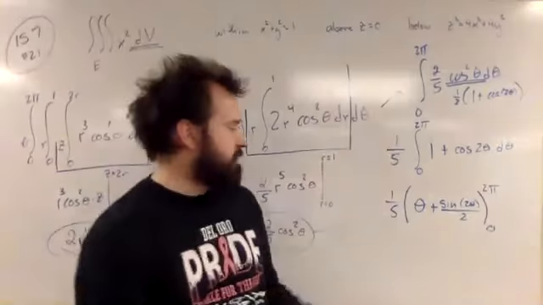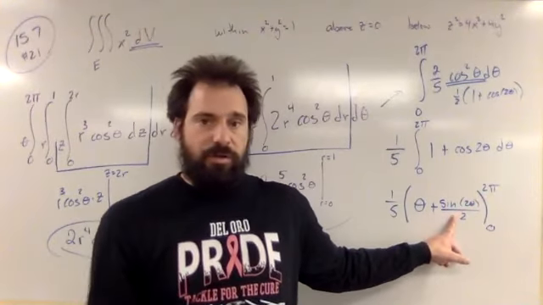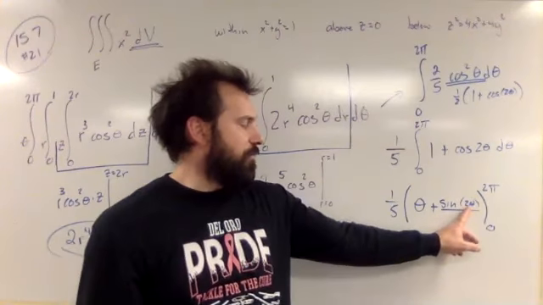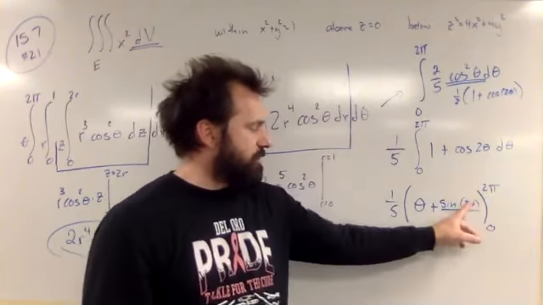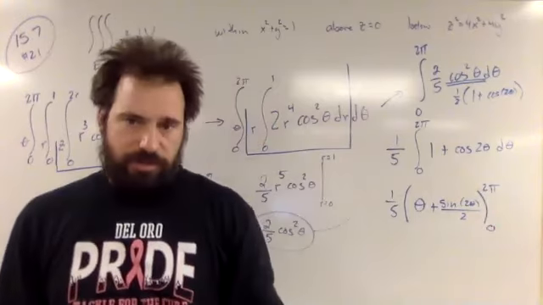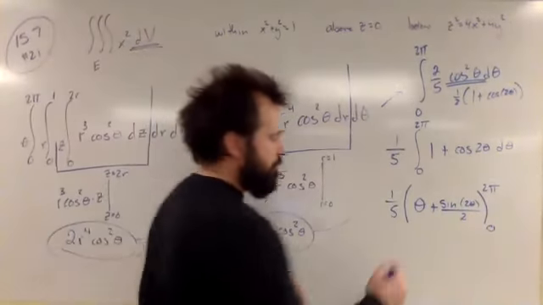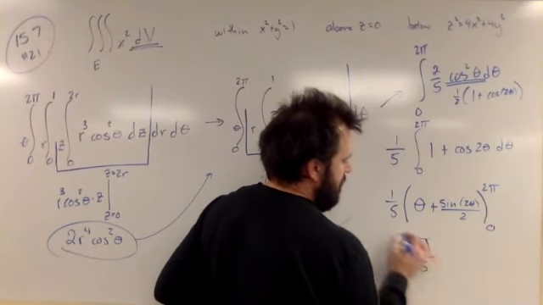This works out kind of nice because when I plug in 2 pi, I'll get sine of 4 pi, and that's going to be 0. When I plug in a 0, I get sine of 0, which is 0. So all that is 1/5 times 2 pi, so that's going to be 2 pi over 5.